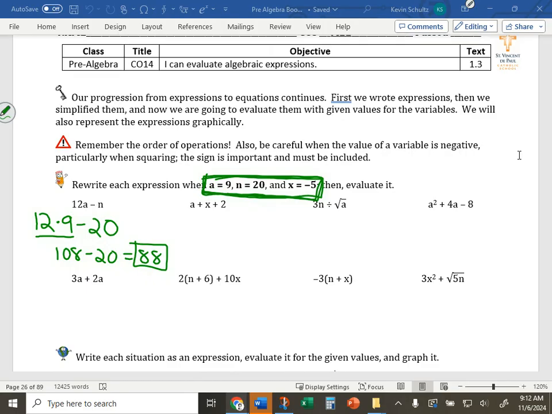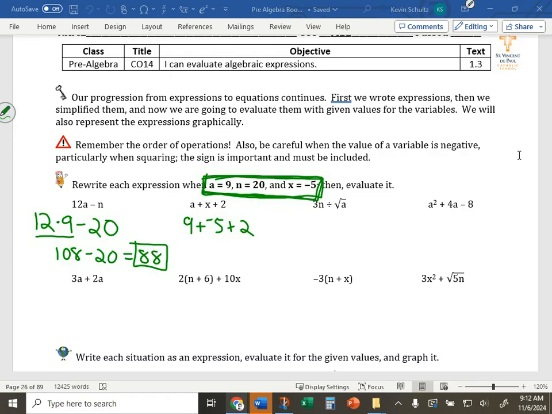Yeah. So for the next one, a plus x plus 2, what number am I putting in for a? 9. And you know that because I'm telling you it's 9, right? We're adding, what number goes in for x? Negative 5. And then we're adding 2. Okay? So now we go back to, I believe it was PO8, and we have this plus negative situation here.